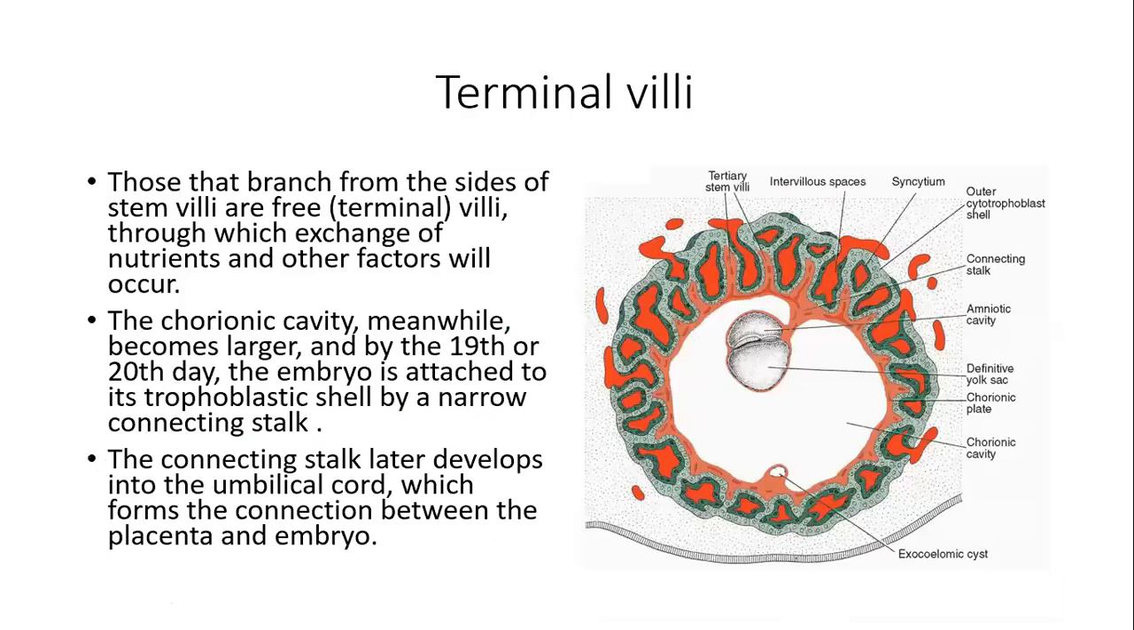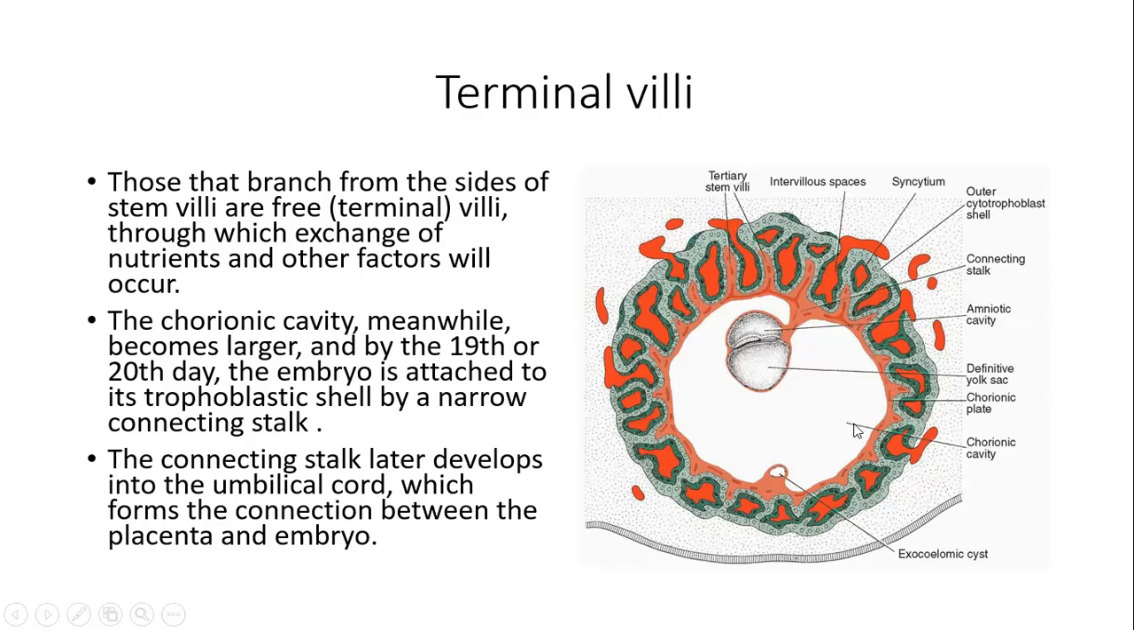Now, what are the terminal villi? These are the branches which are given from the sides of these stem villi, through which the exchange of nutrients and other factors will occur. So these are known as tertiary villi. You can see the extensions from the sides of these anchoring villi. So these are the tertiary villi.